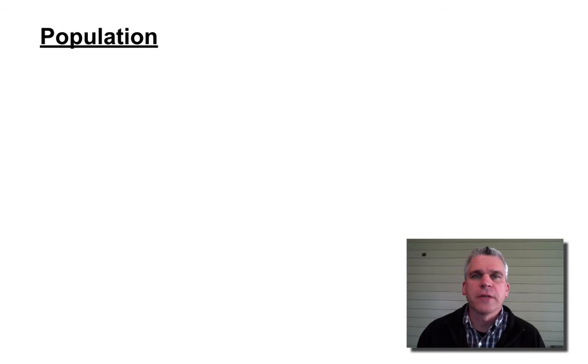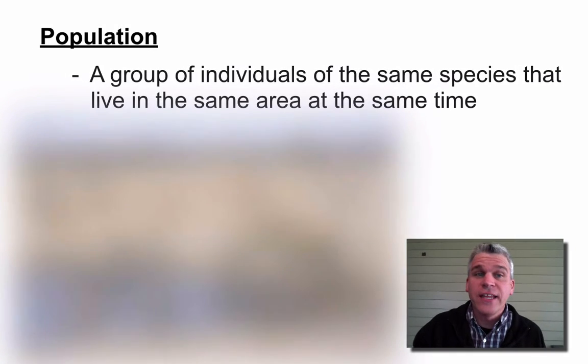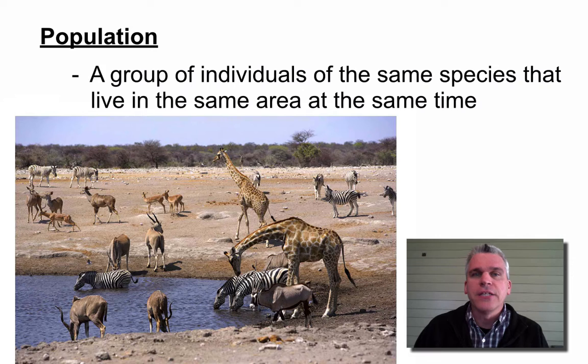A good place to start about talking about populations is first defining it. We can say that a population is a group of individuals of the same species that live in the same area at the same time.